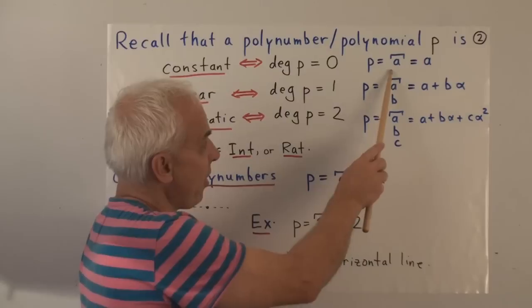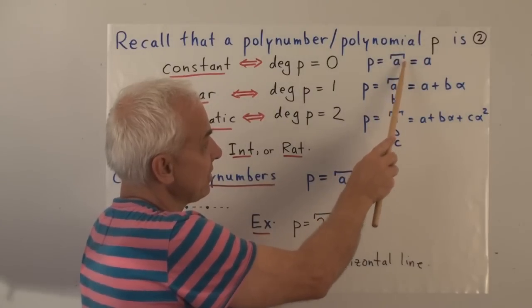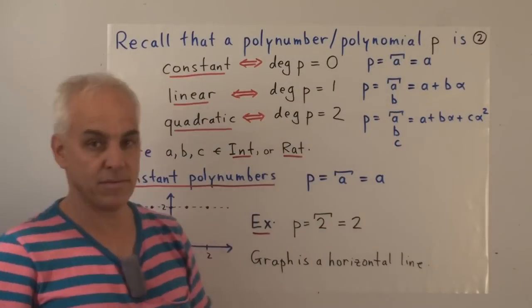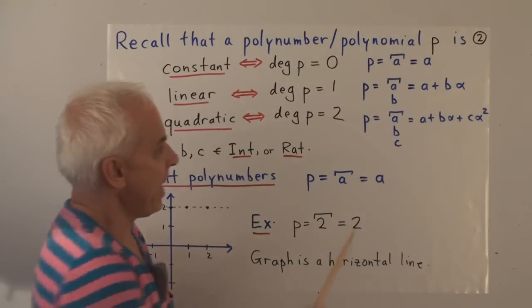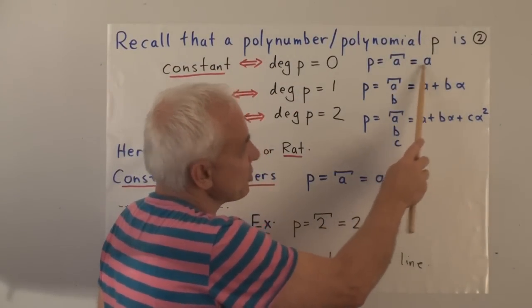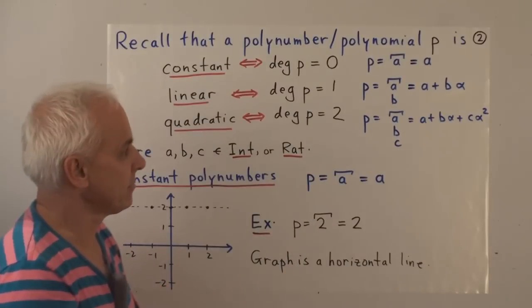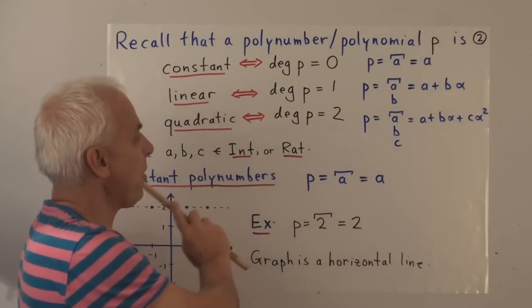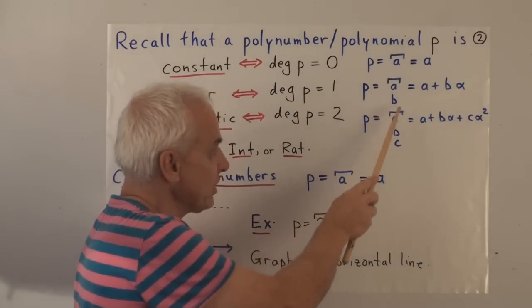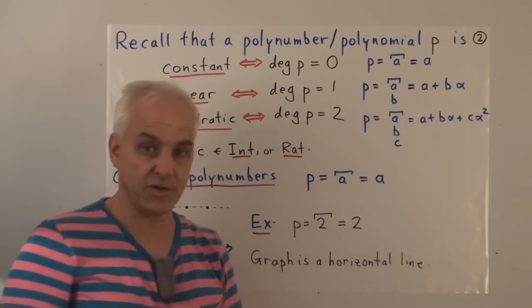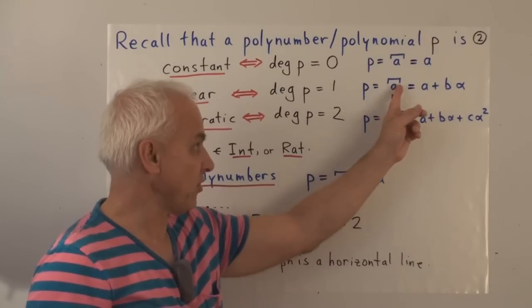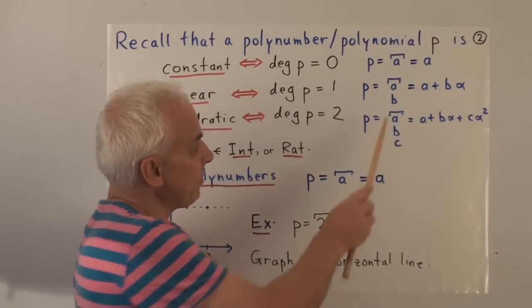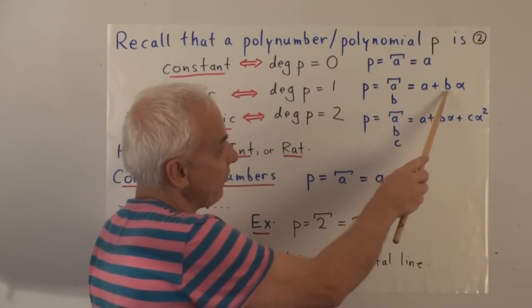So a degree 0 polynumber is just a single number in the polynumber list. And in standard alpha form, we would just write that as A. A linear polynumber has 2 entries where the second one is non-zero. So it's actually of degree 1. That's degree 0, degree 1. And we would write that in standard alpha form as A plus B alpha.